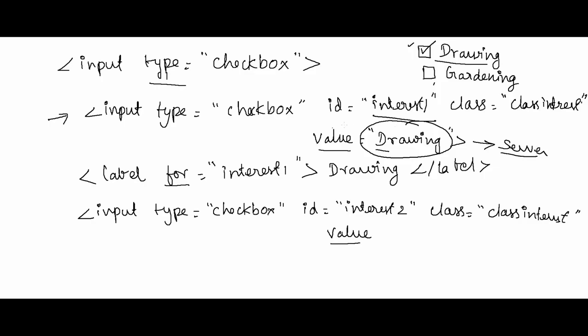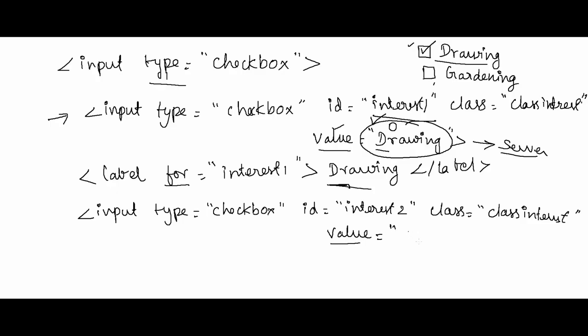So for that purpose we are giving value. You can give drawing here and you can give value 0 here. So no problem at all. But while saving, this 0 will be saved, not this drawing. This is for developers' purpose: when clicking on that particular element, what value should be sent to the server and saved in a database. Right? So that is given inside this value.